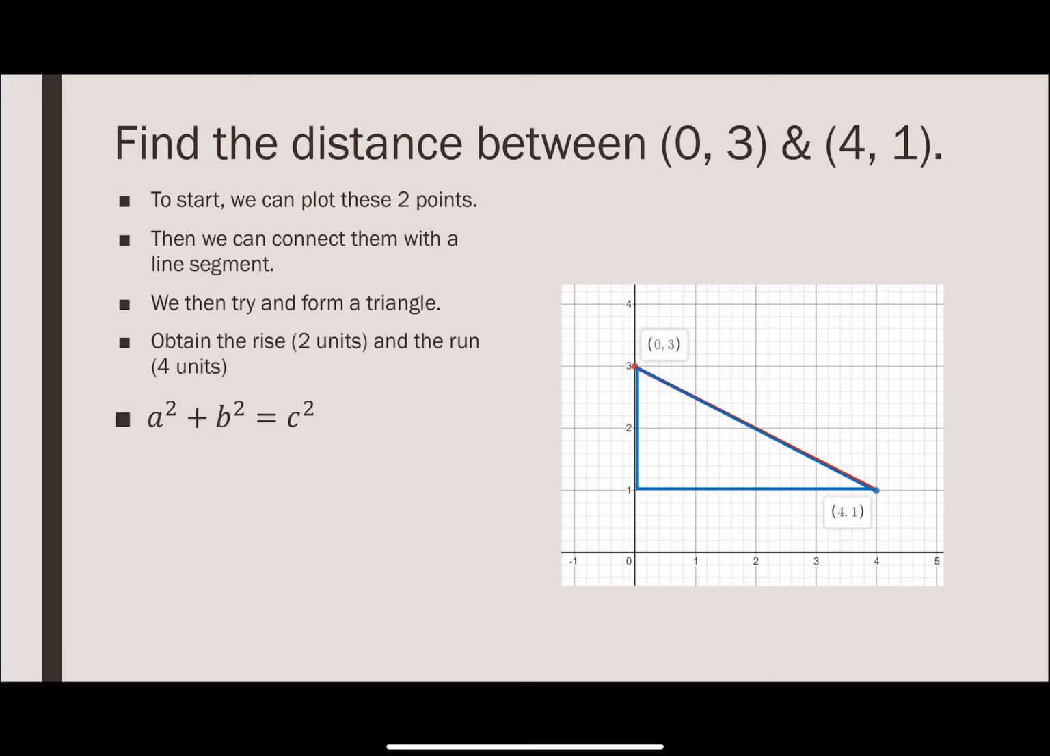So putting them into the Pythagoras theorem, we have 2 squared plus 4 squared is equal to c squared. And then we are going to be able to get c as square root 20. And this is 4.47 units, correct to 3SF. So in other words, the distance between the 2 coordinates is 4.47 units. It is also known as the length of the red segment.